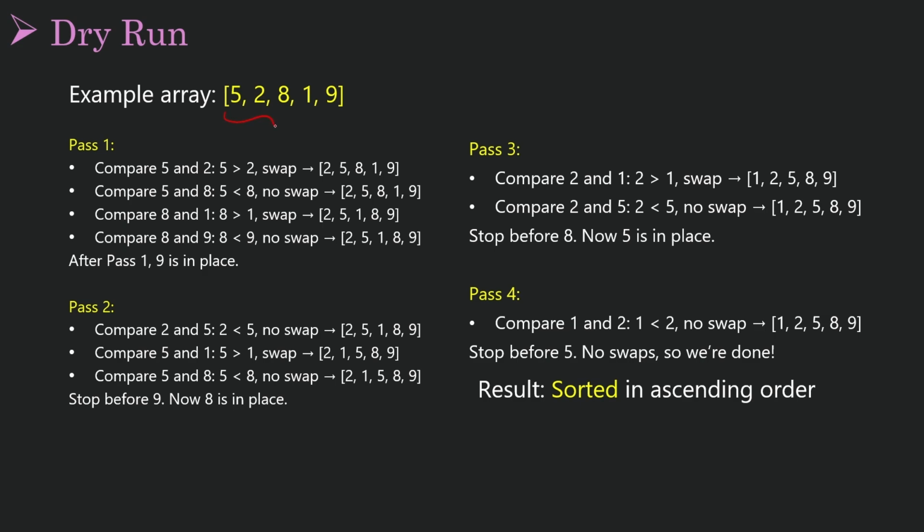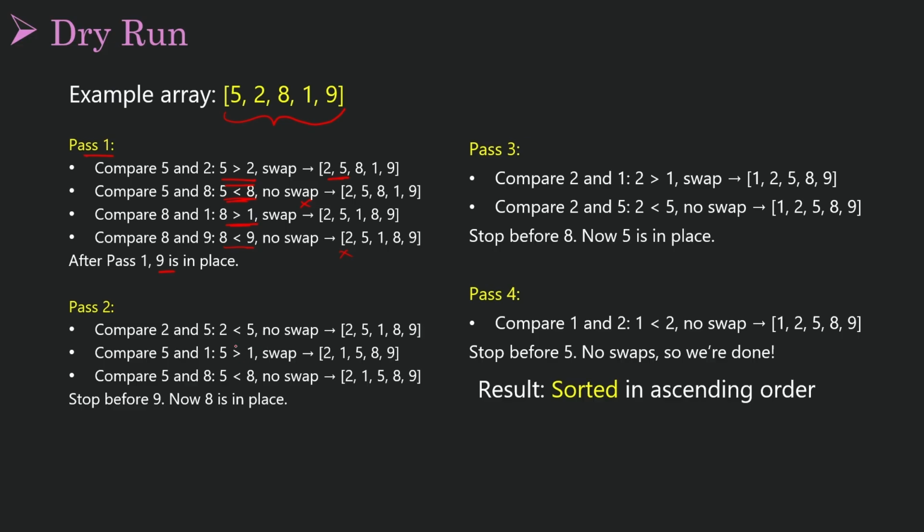Initial array, 5, 2, 8, 1, 9. Pass 1. Compare 5 and 2. 5 greater than 2. Swap. 2, 5, 8, 1, 9. Compare 5 and 8. 5 less than 8. No swap. 2, 5, 8, 1, 9. Compare 8 and 1. 8 greater than 1. Swap. 2, 5, 1, 8, 9. Compare 8 and 9. 8 less than 9. No swap. 2, 5, 1, 8, 9. After pass 1, 9 is in place.